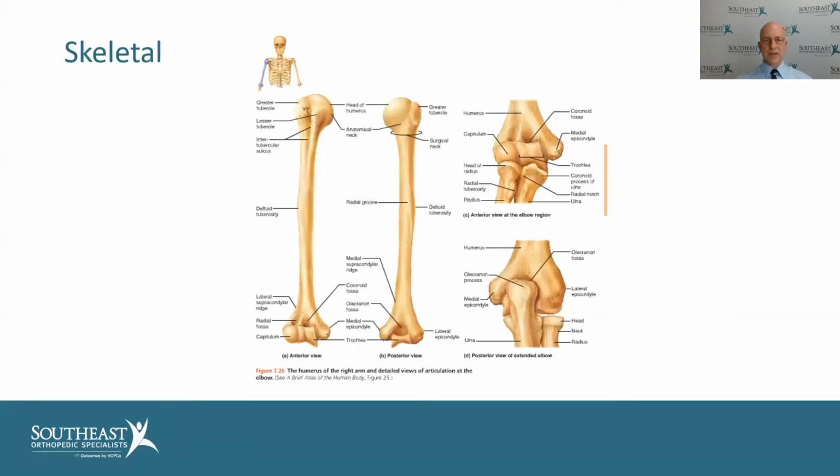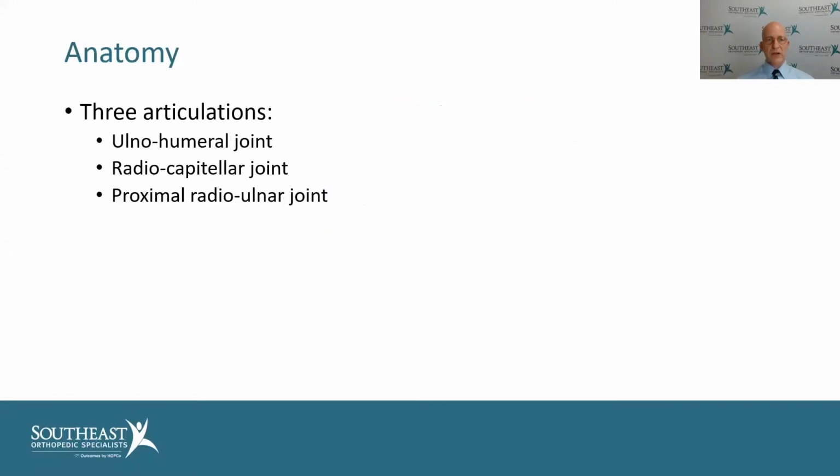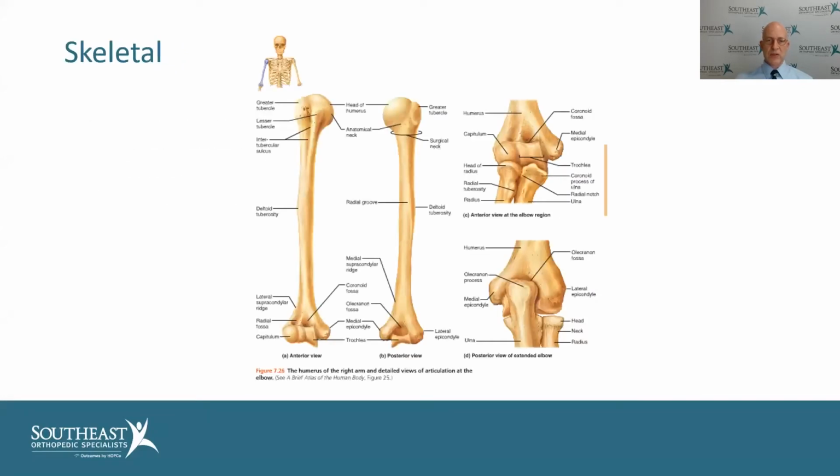So I'll go back one slide real quick. The three articulations are what we call the ulnohumeral joint, the radiocapitellar joint, and the proximal radioulnar joint. And so getting a little bit closer on this picture, and I'm moving the mouse over, on the left-hand side we have the humerus. This is the long bone that extends from the shoulder to the elbow itself. That is the anchor for the elbow and the forearm.